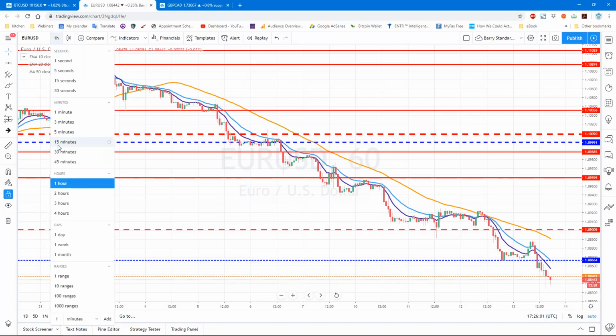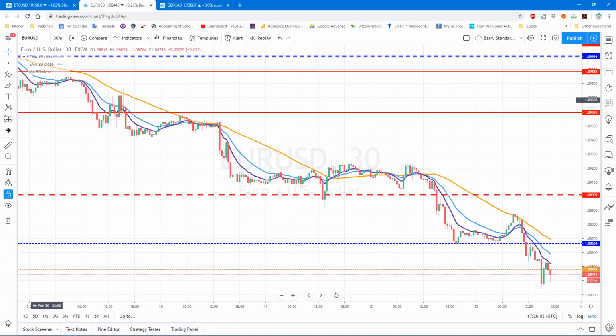Now we can move it to a smaller time frame chart to see more precisely. And this will help us get entry and exit points. I mean, look at our moving average crossover right here. Told us to sell. Told us to sell right there.